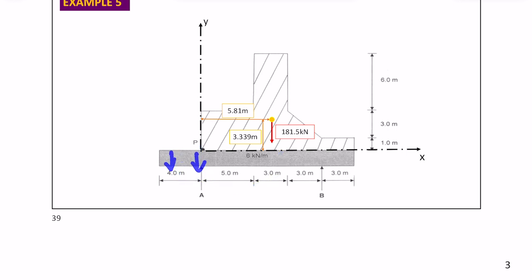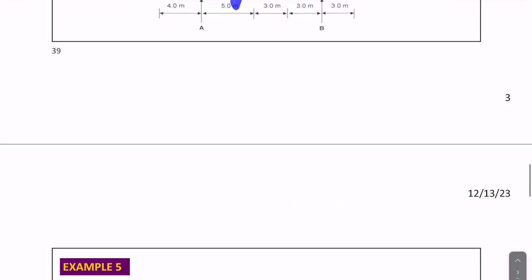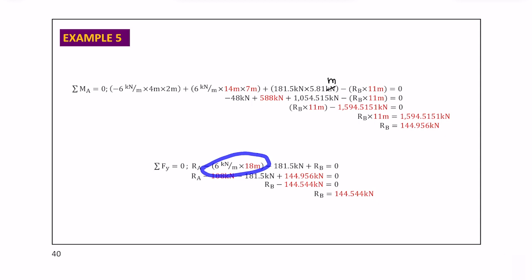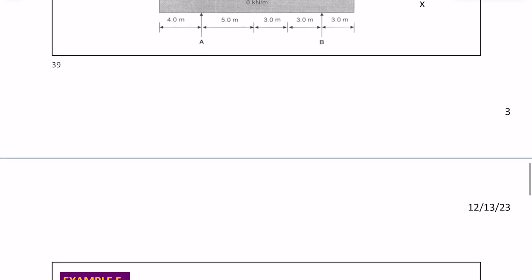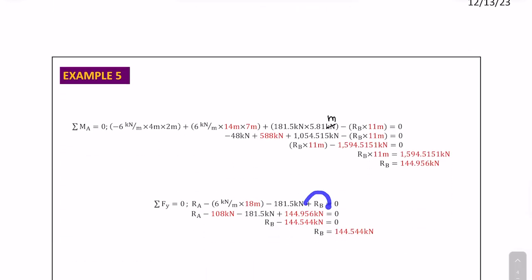Sebab semua force, this is force equation, so arah dia memang turun ke bawah sebab dia adalah loading ya. So 6 kN per meter darab dengan 18 meter going down. So minus lah. Then we have the load from the wall, 181.5 kN. Dia adalah point load sebab kita dah kira untuk keseluruhan wall tu. And plus dengan RB.